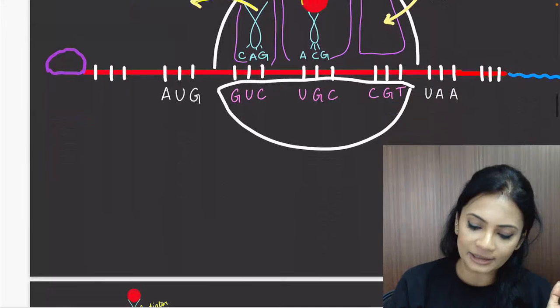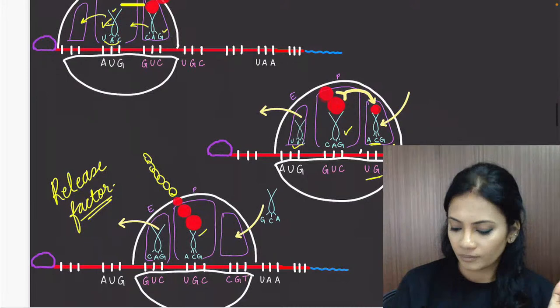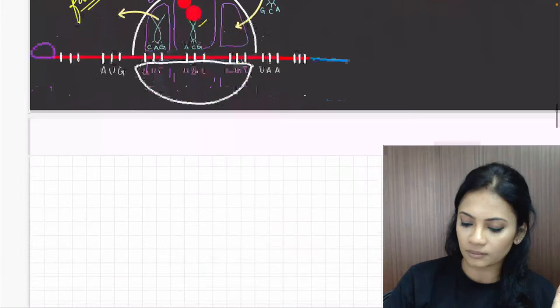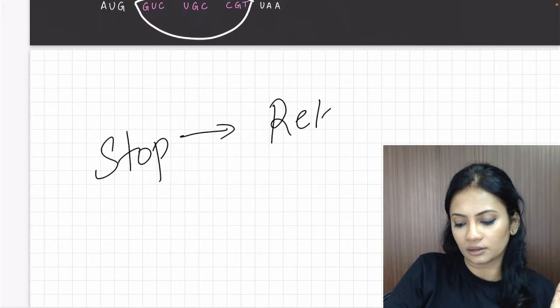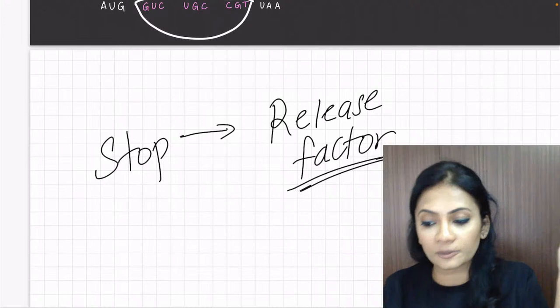Fine, class? Okay. Now tell me, how does the process stop? With what factor? It stops by the release factor. Release factor helps it stop. Clear?